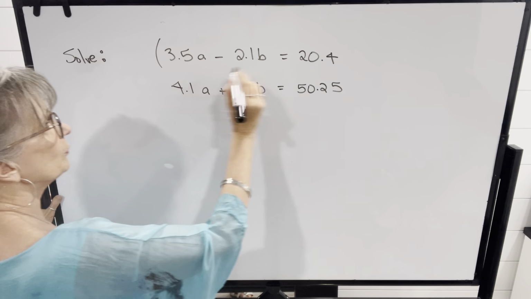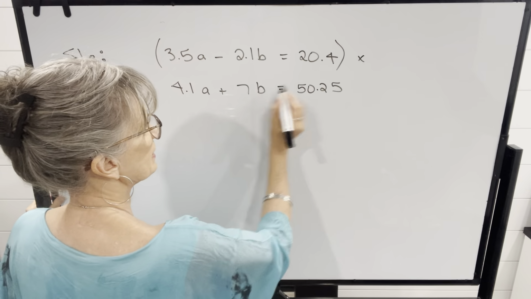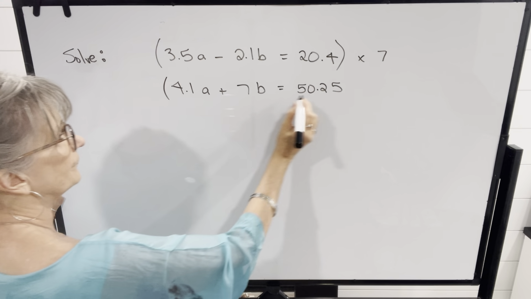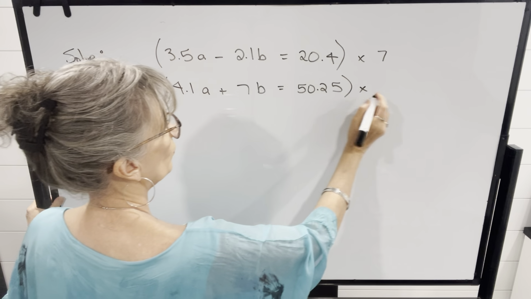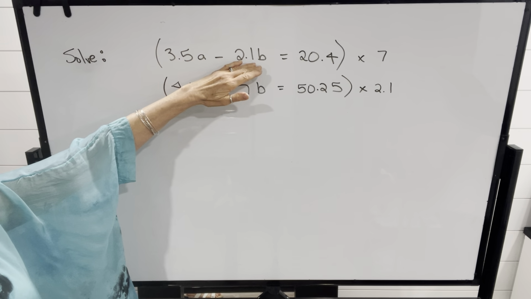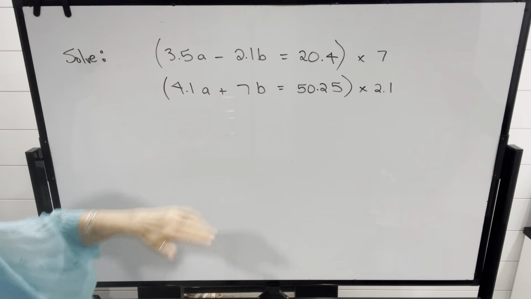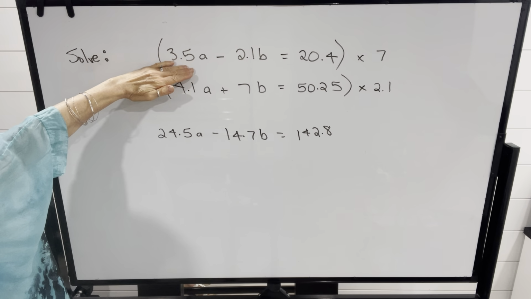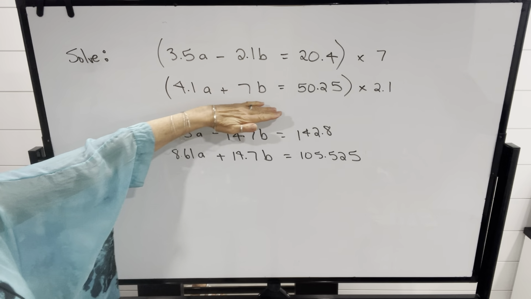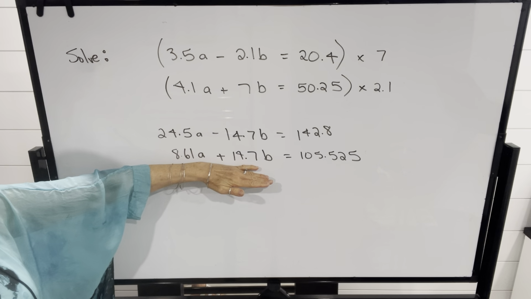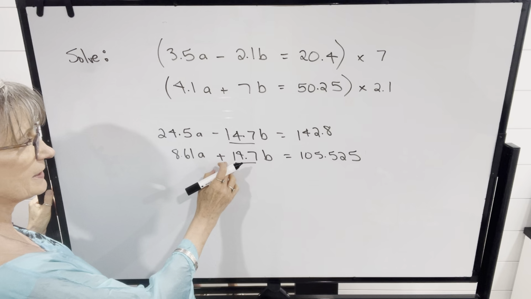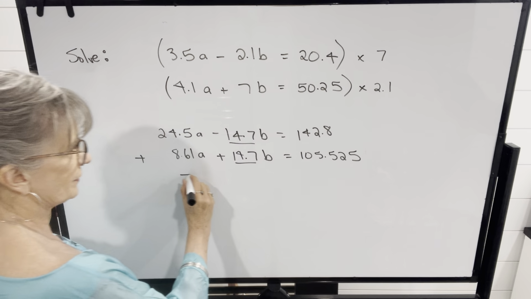So in order to do that, I'm going to take this equation and multiply it by 7. I'm going to take this equation and multiply it by 2.1. And then I will end up with the same coefficient for b in both equations. So when I take this equation and I multiply by 7, I get this equation. When I multiply this equation by 2.1, I get this equation. Notice that the coefficient for my b term is the same. They're opposite in signs, so I'm going to add the two equations.